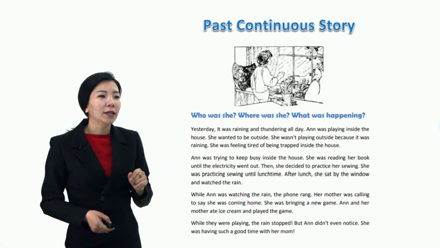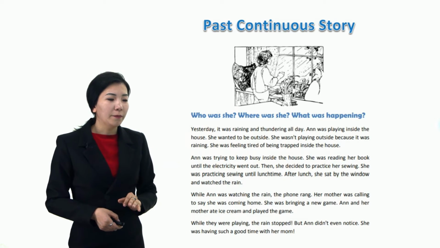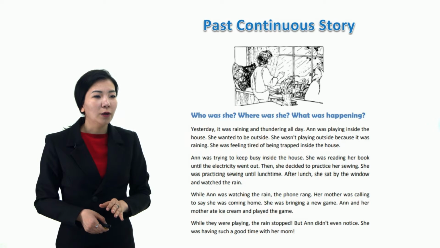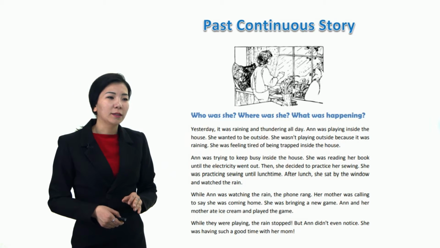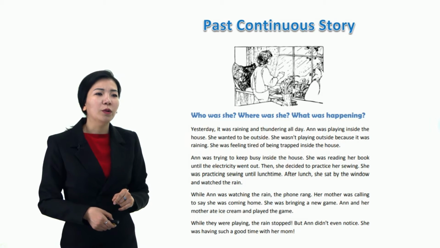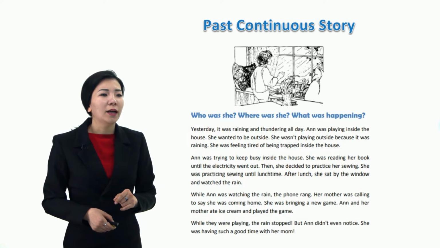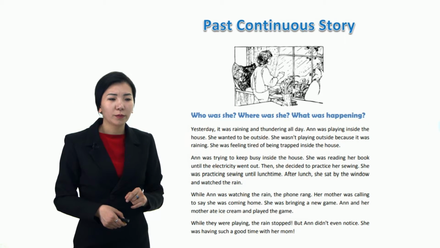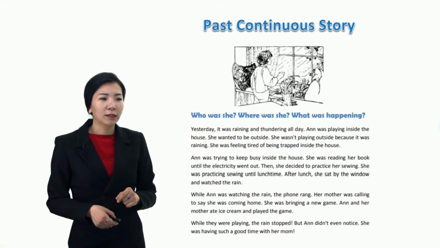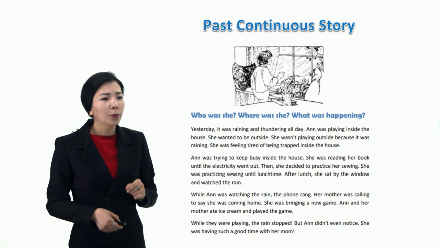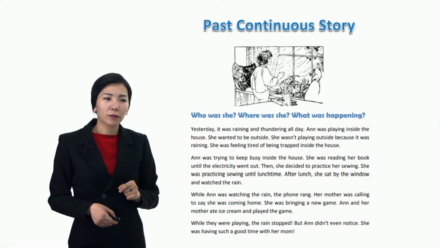Yesterday it was raining and thundering all day. Anne was playing inside the house. She wanted to be outside. She wasn't playing outside because it was raining. She was feeling tired of being trapped inside the house. Anne was trying to keep busy inside the house. She was reading her book until the electricity went out.